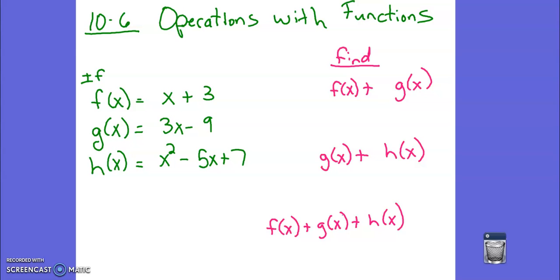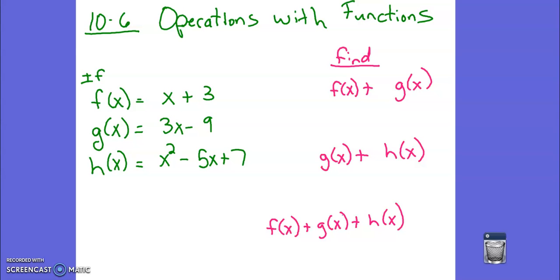All right, this is 10.6, operations with functions. We could talk about many different types of functions, but here are some examples in green: f of x, g of x, and h of x. What we're going to do is certain operations: adding, subtracting, multiplying, dividing. We're going to do operations with those functions. So let's look at some of them.